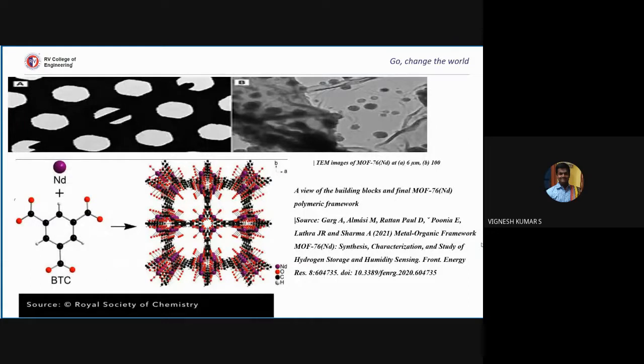So here we are going to see two pictures. A is the TEM images of MOF-76 neodymium of 6 micrometer, and B is of 100 nanometer. And coming to the second picture, it is a view of the building blocks of metal organic framework 76, the neodymium polymeric framework. Next slide.